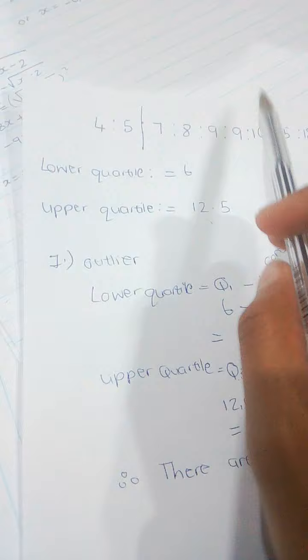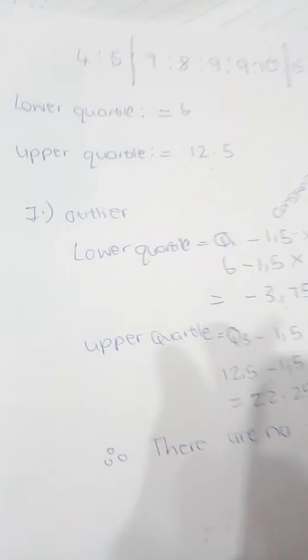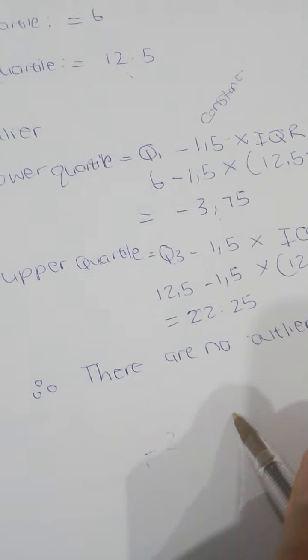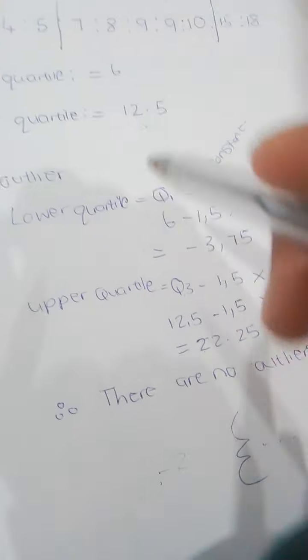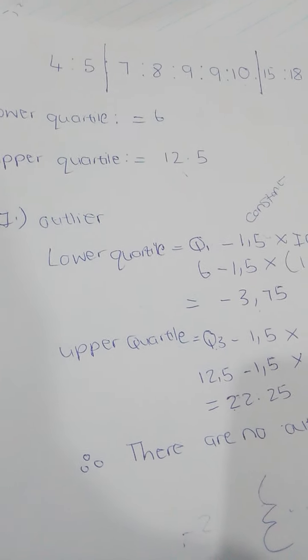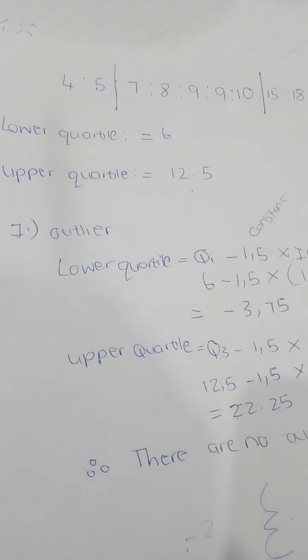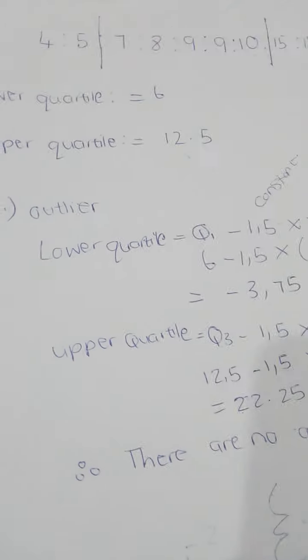If there were outliers, you would just list them. Maybe if there was a -2, then you just list your -2. And remember that when you list the numbers, you must always list them in a curly bracket, especially when they ask you to calculate the 5 number summary, you always list it in a curly bracket because you are listing things.